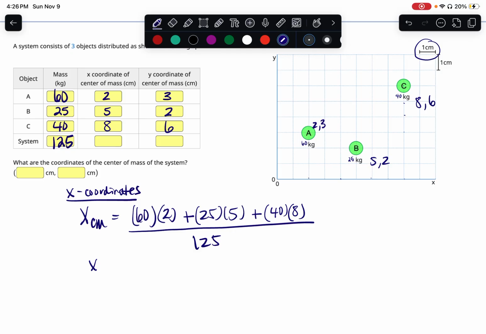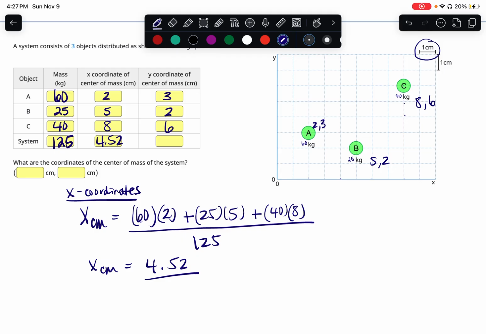So my center of mass in the x direction, put it in my calculator. It's going to be 120 plus 125 plus 320, and all of that's divided by 125. So 4.52. So this is going to be 4.52.